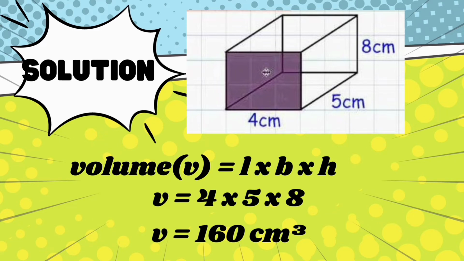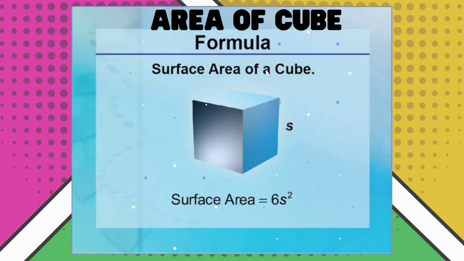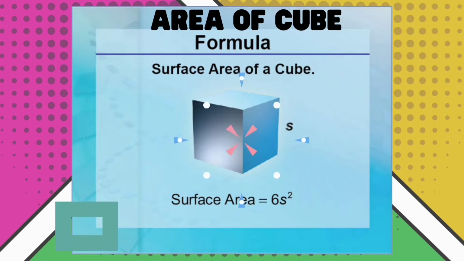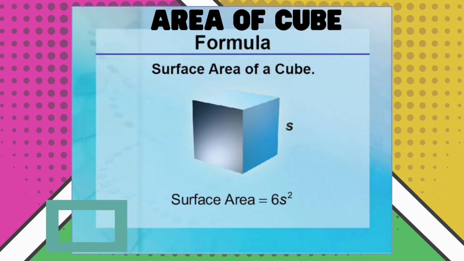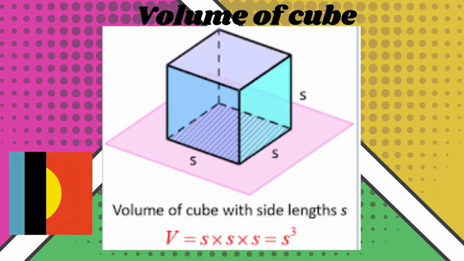The next shape we'll be considering is the cube. The cube is in many regards similar to the cuboid, except that all the sides are equal. The surface area of a cube is equal to 6 times the length of any side squared, which is 6s squared, where s is the length of the side of the cube, while the volume of a cube is the multiplication of the 3 sides, which is s cubed.